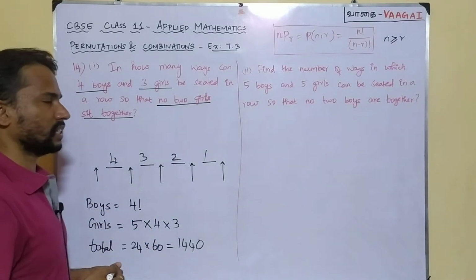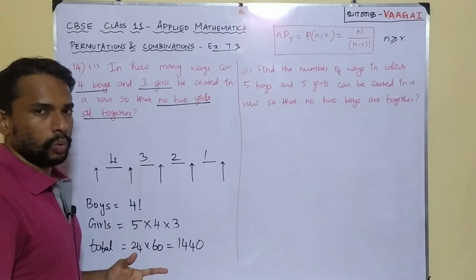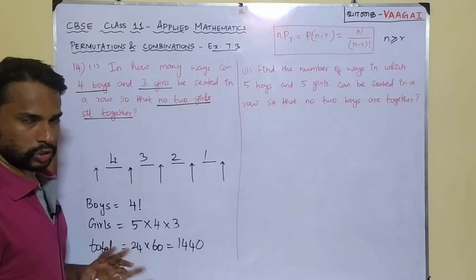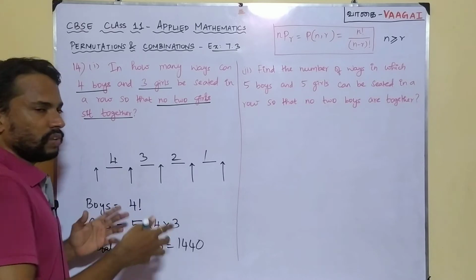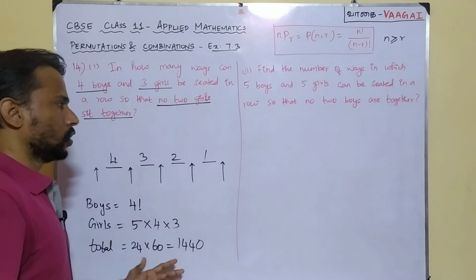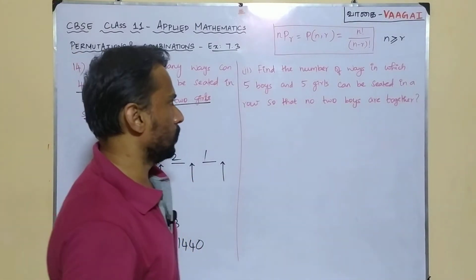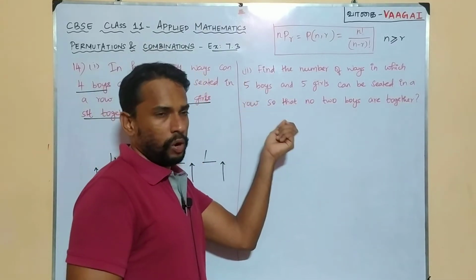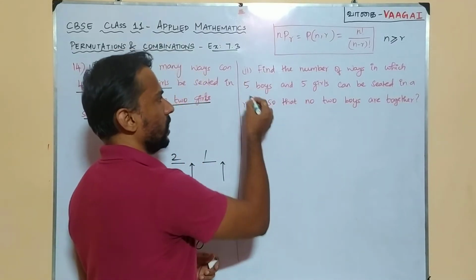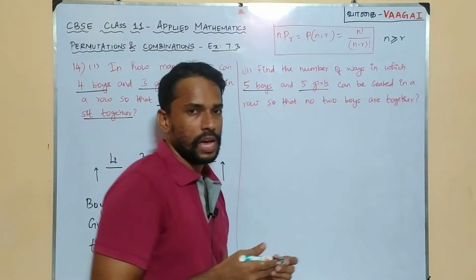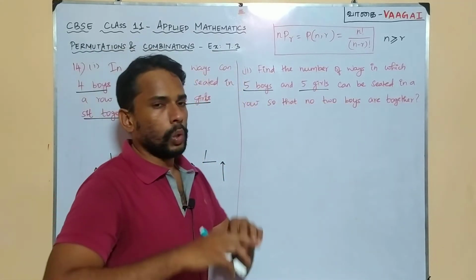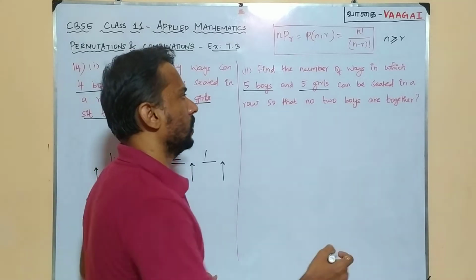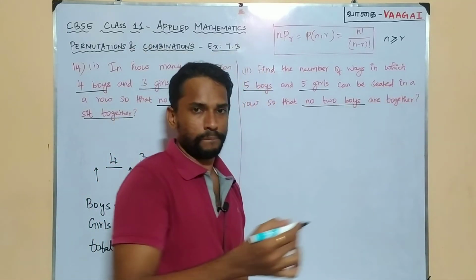I hope you can understand this, right? Whenever you have no two girls or no two boys or no two objects together, this is the approach we have to handle. Now you understood this. The same way we will work out the second subdivision also. Here the question is, find the number of ways in which 5 boys and 5 girls can be seated in a row so that no two boys are together. Here the condition is no two boys are together.